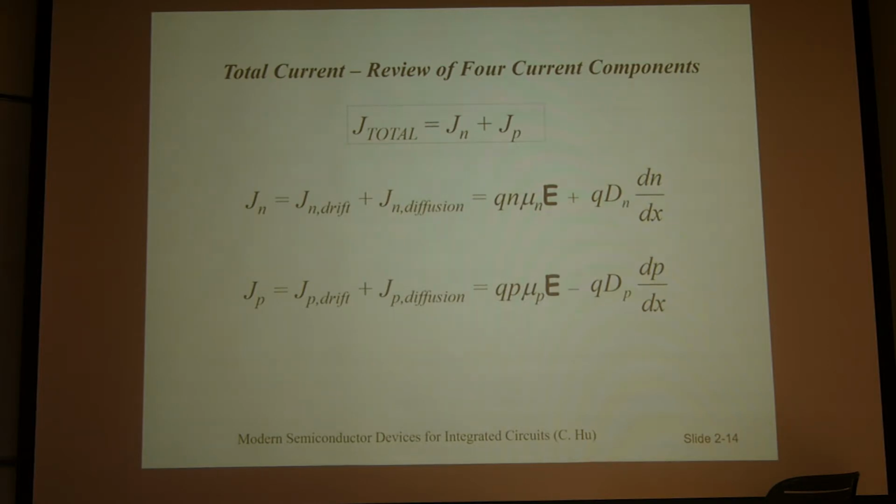But if you don't ignore the other one, then you consider all of them, then there will be four components in the current equation here. And this is called the DD model, because this considers the drift and diffusion.